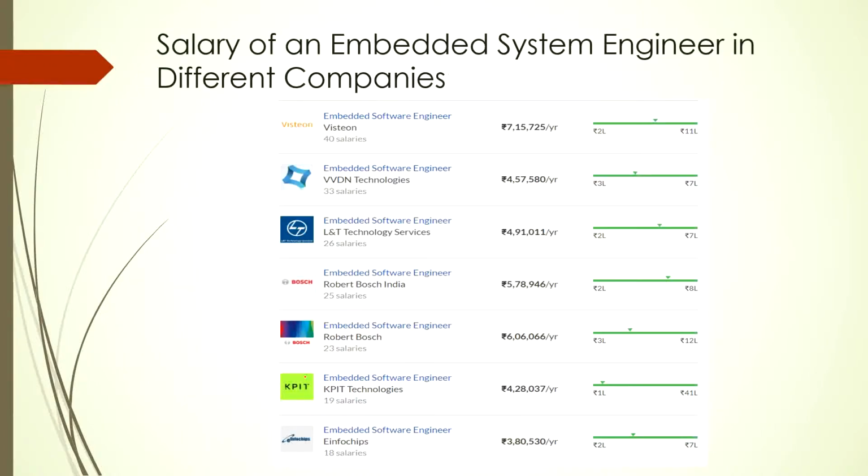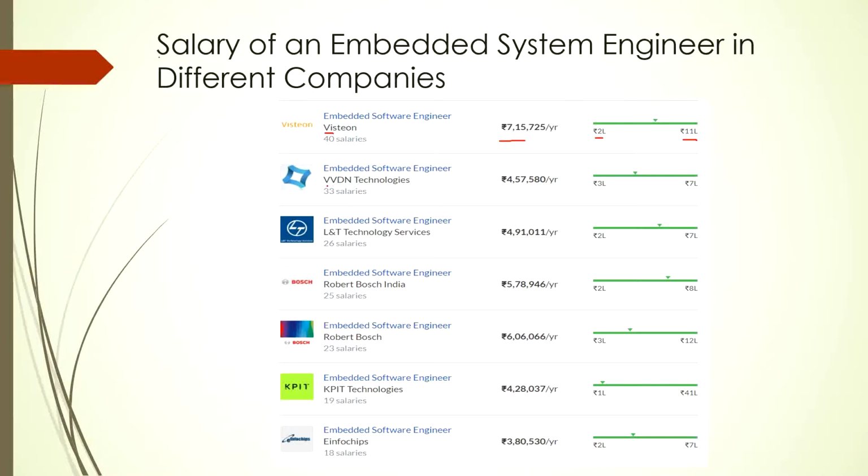Then what is the salary of an embedded system engineer? Suppose a person has been recruited as an embedded system engineer, so what can be the salary for different companies? If there is a company called Visteon, right? So you can find that annually they pay around 7.15 lakh per year, right? They start from around 2 lakh and go up to 11 lakh. I have taken this from some of the websites. Personally I haven't checked it, but I have taken it from some websites.